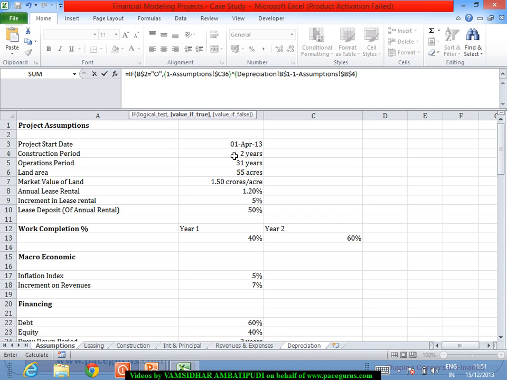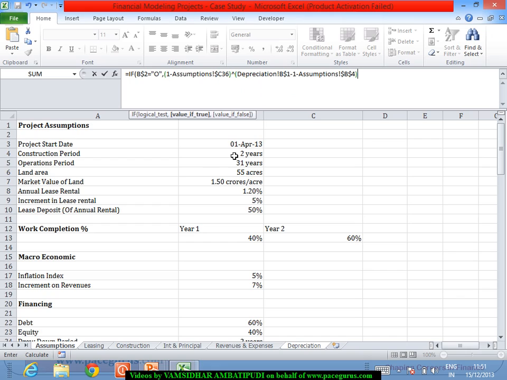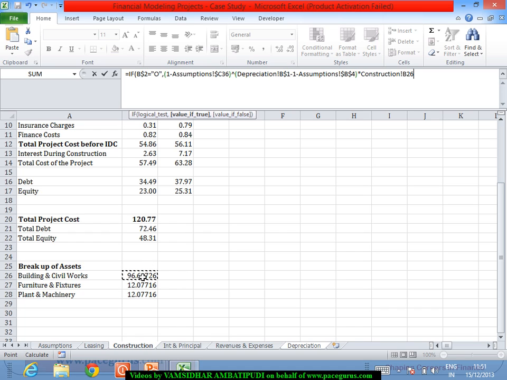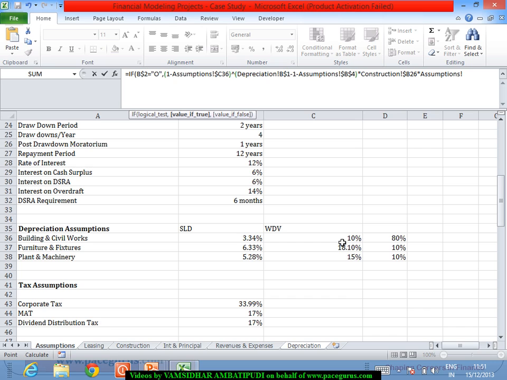So this is 1 minus depreciation to the power year number minus 1 minus 2, multiplied by the value of the asset. The value of the asset is coming from here, where I can block my B, multiplied by the depreciation percentage. Depreciation percentage again is coming from the written down value depreciation, where again I can block my C. This is the case if the whole thing is equivalent to the operations period. Otherwise, I will represent it as a blank.